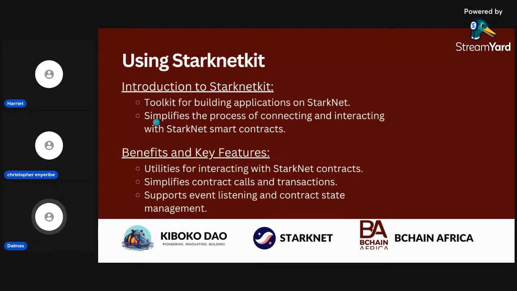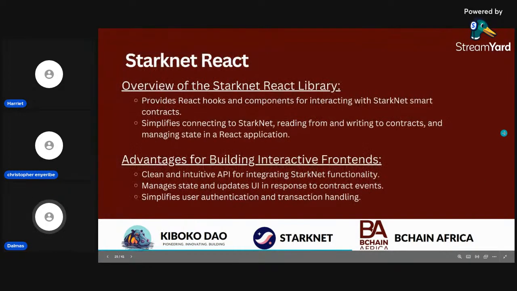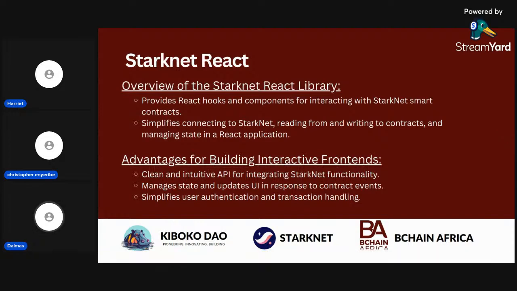Then we have gone ahead to write to the contract. And here we did introduce Starknet Kit. So we said Starknet Kit will help you now connect your real wallets that includes Argent and Braavos. That's what I've used in Starknet Player. So it's just a toolkit for building applications on Starknet. It simplifies the process of connecting and interacting with Starknet smart contracts. So that's Starknet Kit, benefits and the key features. Utilities for interacting with Starknet's contract. It simplifies contract calls and interaction. So with Starknet Kit, you are able to open your wallet, sign a transaction, and all of those things.